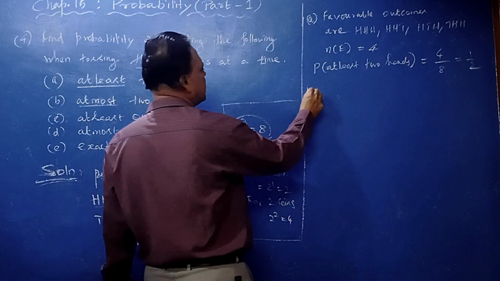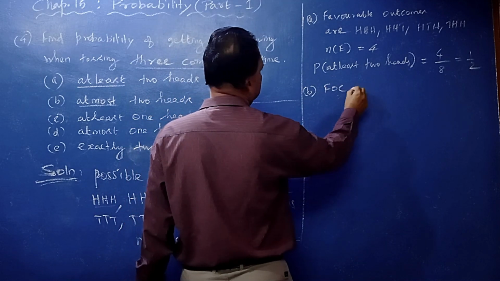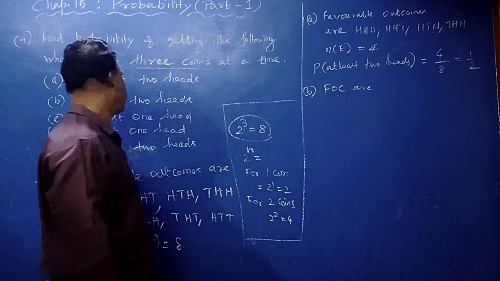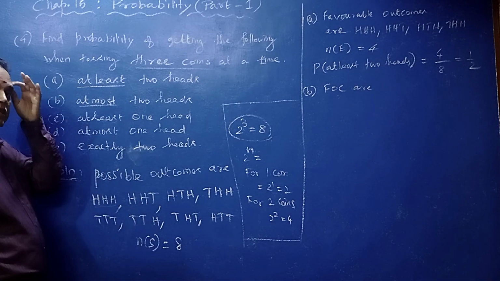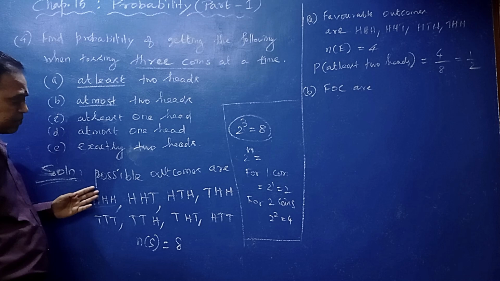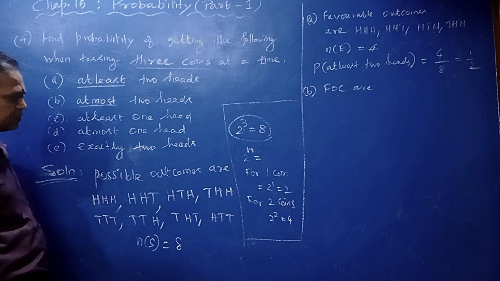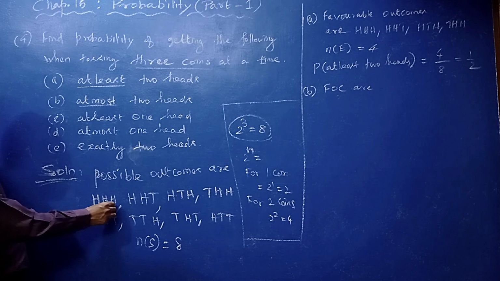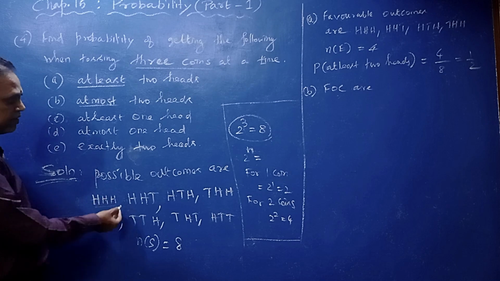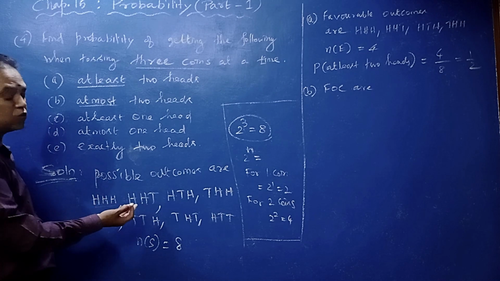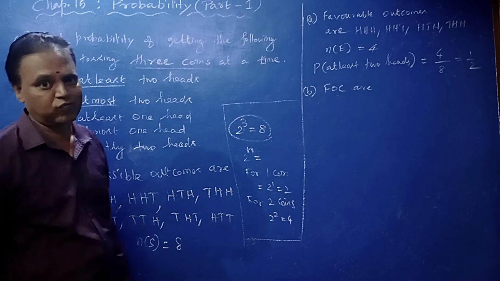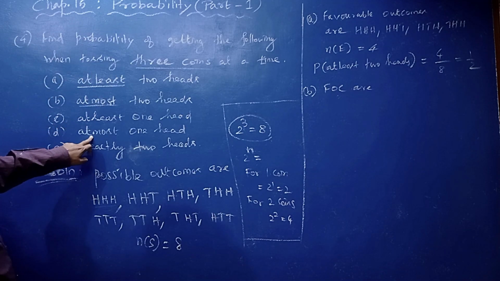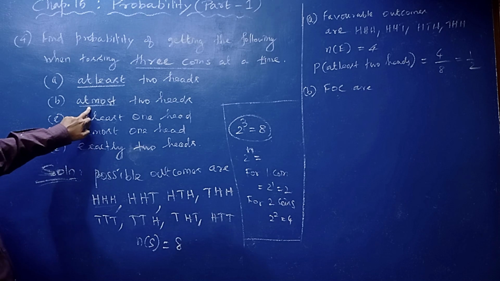Okay. Now B, favorable outcomes are. What are the favorable outcomes? B, at most 2 head. So at most 2 head means from the sample space, at most means maximum 2 head. So maximum 2 head means 3 head will not come. It may be 0 head also. So at most means maximum. Maximum 100 marks means what? 0 marks also possible, right?